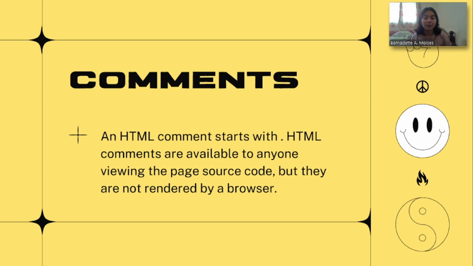Comments. An HTML comment starts with the angle bracket and exclamation dashes and then ends with dashes and a closing bracket. HTML comments are available to anyone viewing the page source code, but they are not rendered by a browser. So, for example, if you want to put something in your code, but you don't want the viewers to see that in your website, you can use the comment tags, okay? That's why, if users view your website, they can't see the other things that you put into your code if you use the comment tags. Okay.